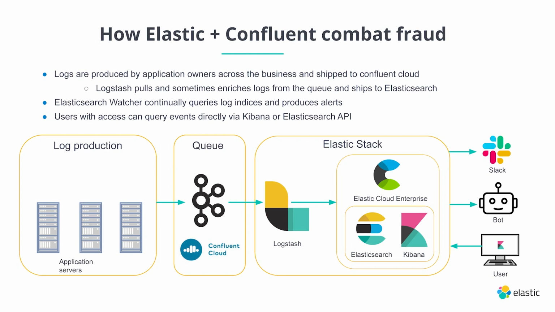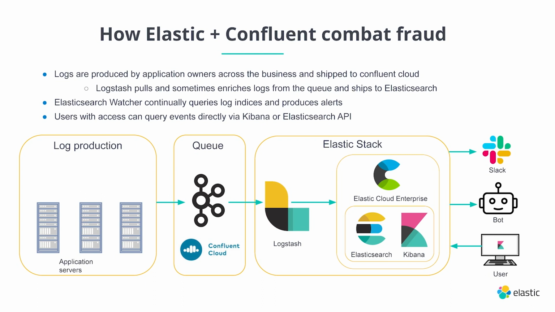Application owners across their business can leverage Confluent Cloud and the Elastic Stack to effectively manage logs, monitor events, produce alerts, and ensure seamless data processing and analysis. How do they do this? Well, first, logs are generated by application owners across the organization and sent to Confluent Cloud.